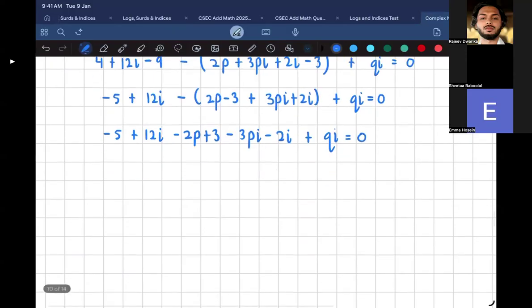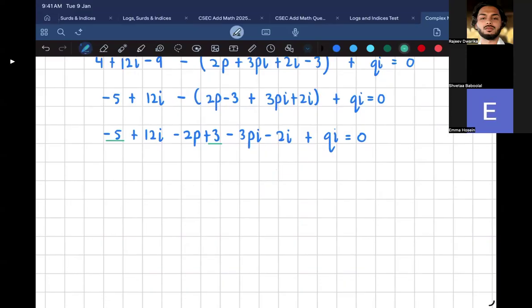Is it possible to group together all of the real and the imaginary parts? All right, let's identify the real parts first. So minus 5, then plus 3, right?